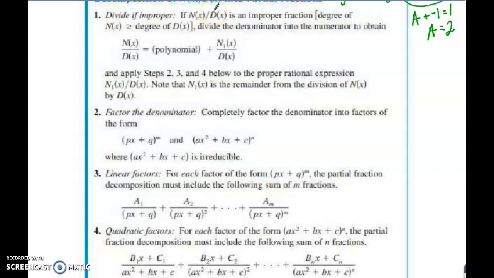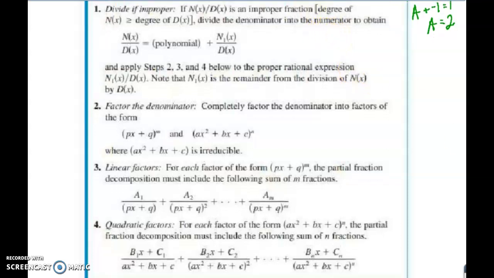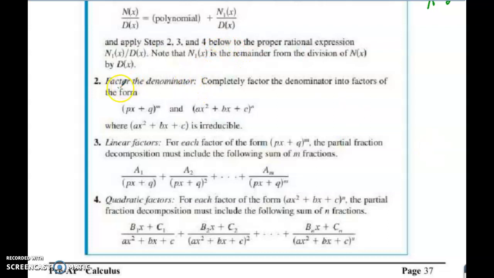What you want to do is make sure that you have a proper fraction. That means the degree in the numerator is less than the degree in the denominator. So what you do is divide it using long division to make it a proper fraction. And then you factor the denominator, that's what I did earlier. And then try to reduce it.